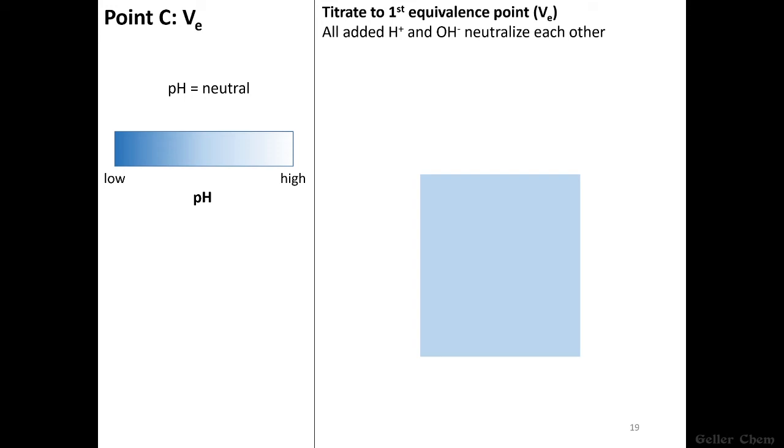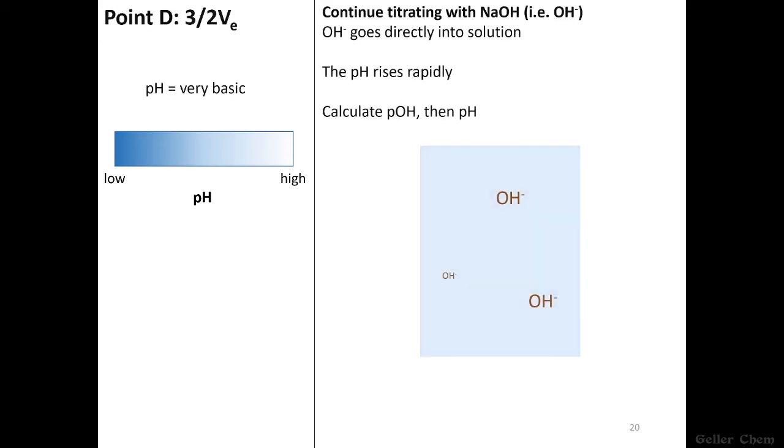Our last point of interest is what happens after this. And since we've been increasing by 25 mils at a time, let's just jump up to 75.0 milliliters. So we keep on adding hydroxide to our neutral solution, and there's no strong acid left to neutralize, so that hydroxide just drives the pH to very basic levels. And so now what we're going to do is calculate the pOH of this hydroxide solution, and from that find the pH. There's two ways to do this.